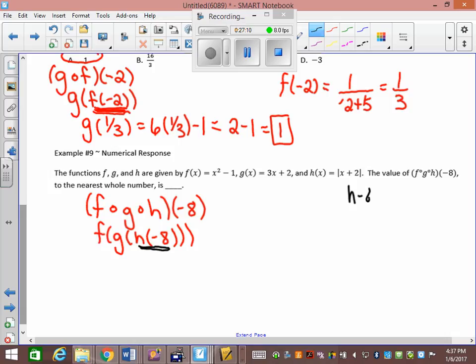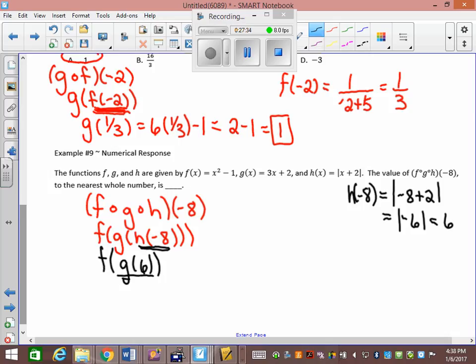So h of -8 equals the absolute value of -8 plus 2, which is the absolute value of -6, which is +6. So in for h of -8, I'm going to fill in +6. So it's going to be f of g of +6. So now I'm going to find g of +6.